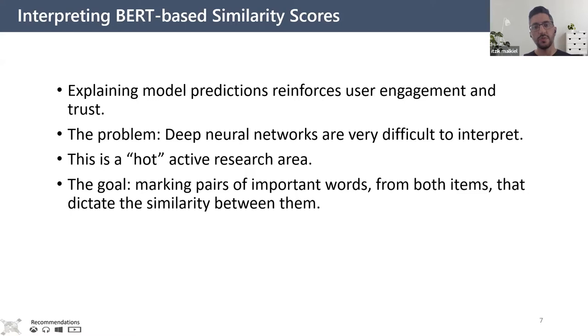In this research, we have developed a new method for explaining BERT recommendations by extracting internal information from the model. Our method explains the recommendations by marking pairs of important words from both items that dictate the similarity between them. The marked pairs can either comprise similar words or different words with similar meaning.